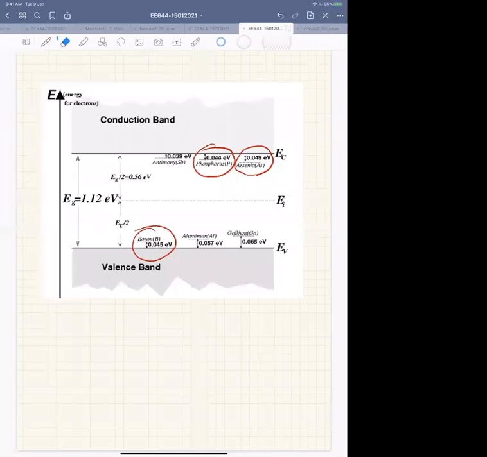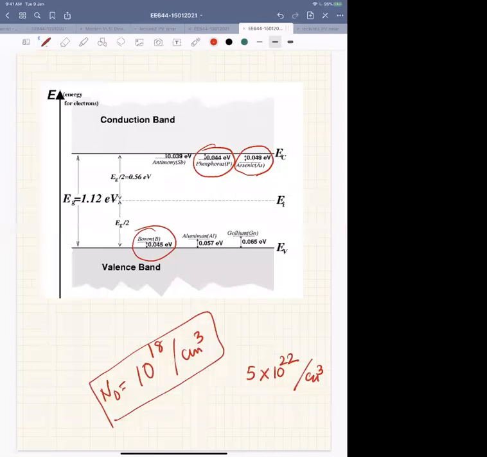But let's say you doped 10 to the power 18 per centimeter cube. What do you mean by that? Silicon has 5 into 10 to the 22 atoms per centimeter cube. So out of these 5 into 10 to the 22 atoms, if you replace 10 to the 18 atoms by arsenic, that is the doping. So we are creating 10 to the power 18 defect states, and these defect states will be very close to the conduction band.